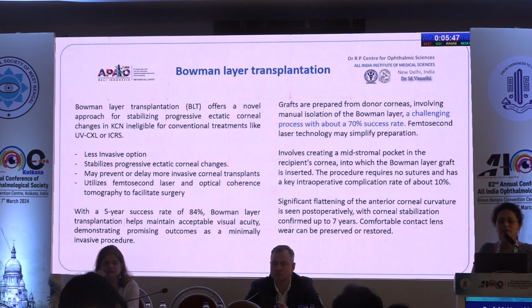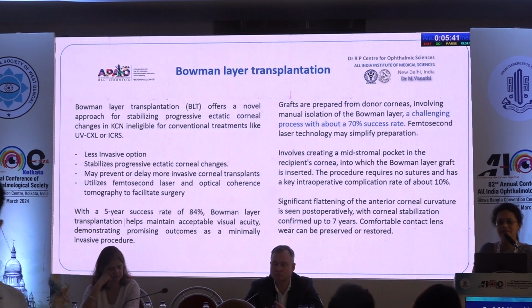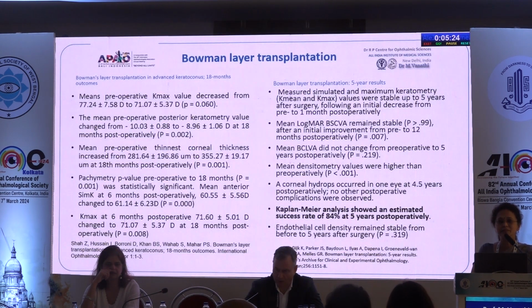When we look at Bowman's layer transplantation, it is a novel approach, but it has a learning curve. The tissue preparation is slightly more challenging than a routine keratoplasty, and whatever we have in terms of results is about 70 to 75% success rate in helping to arrest a progressive keratoconus, or in giving an acceptable visual outcome in these cases. Some of the complications are perforations and infections, as expected when we are doing a lamellar procedure. So literature is not replete with a lot of articles on this.